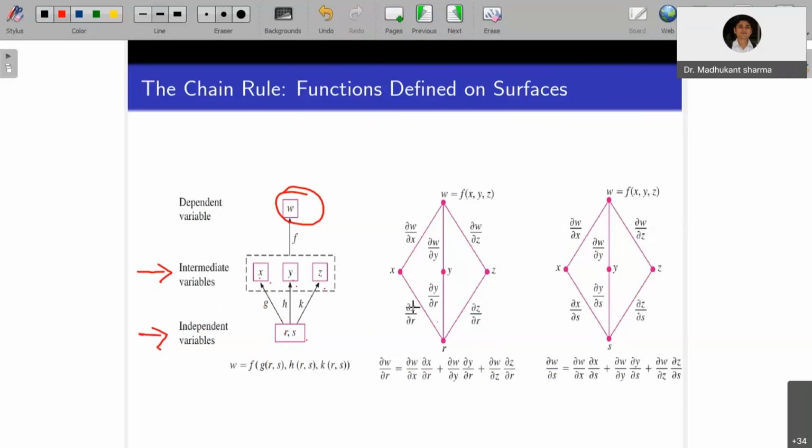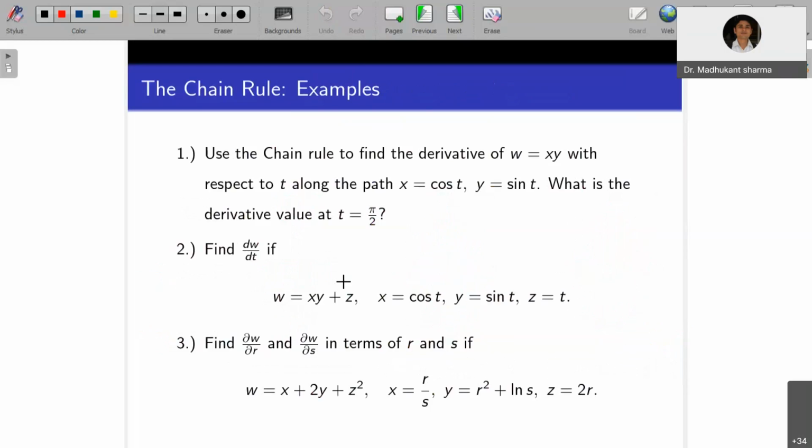Now, if you talk about dou W by dou R, so again I told you, dou W by dou X into dou X by dou R, plus dou W by dou Y into dou Y by dou R, plus dou W by dou Z into dou Z by dou R, and perform the summation. Similarly for dou W by dou S. Fine, so you have these three problems here.